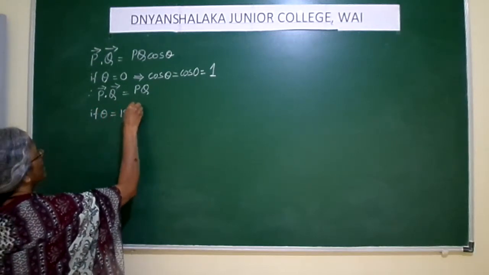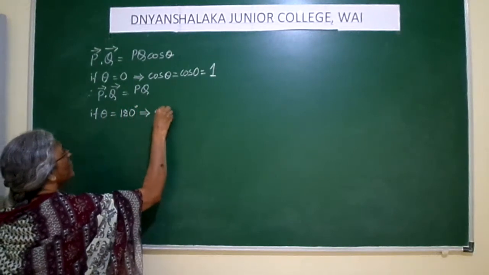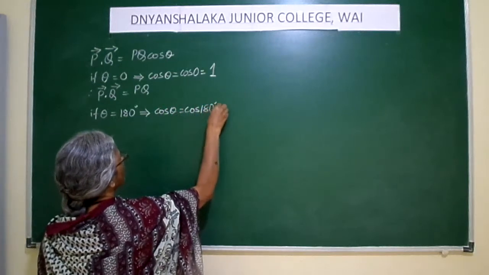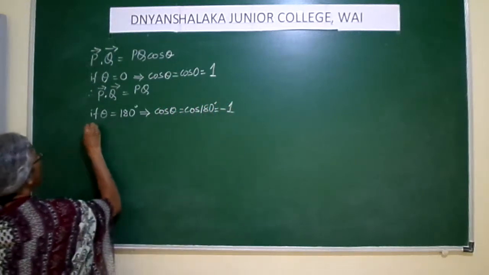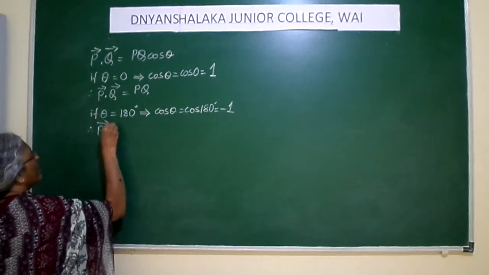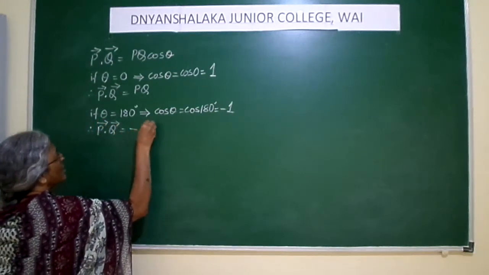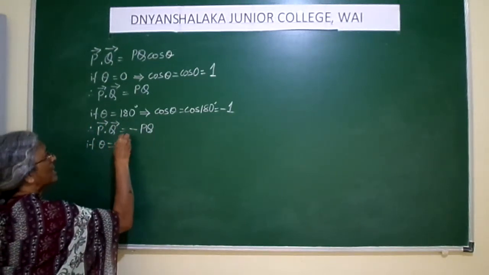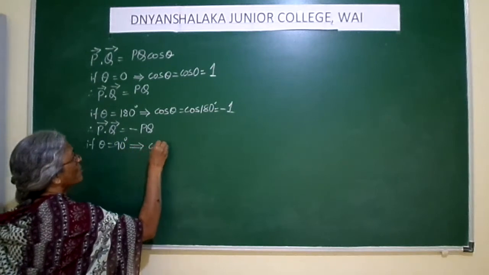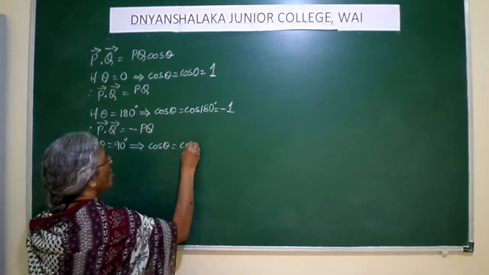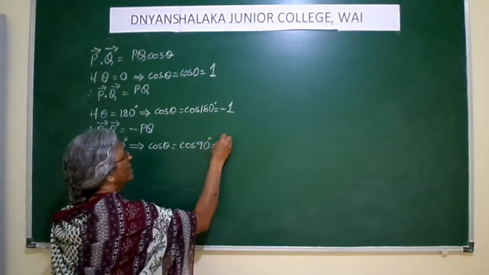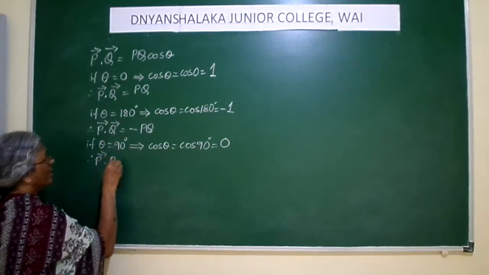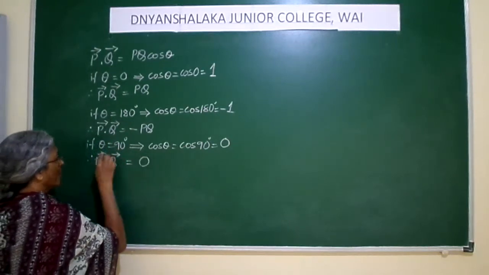Then if theta is equal to 180 degrees, it implies that cos of theta will be equal to cos of 180 degrees, and cos 180 degrees is equal to minus 1. So that gives me vector p dot vector q is equal to minus pq. And if theta is equal to 90 degrees, it implies that cos of theta will be equal to cos of 90 degrees, and cos 90 degrees is equal to 0. Therefore, vector p dot vector q is equal to 0.